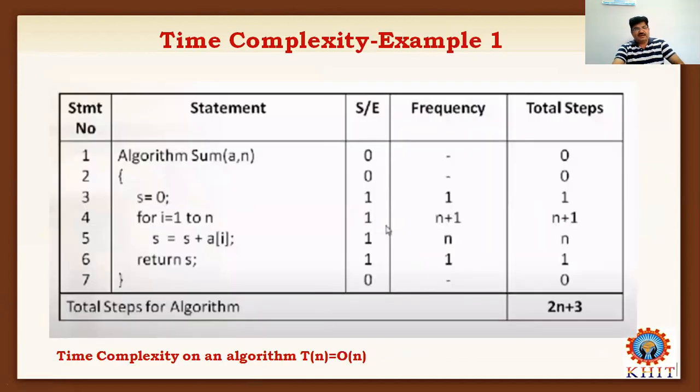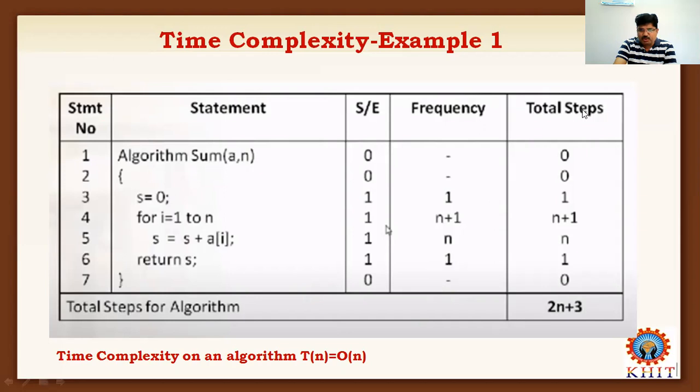So, let us see a simple algorithm for calculating the time complexity. Here this is an algorithm, and a total of 7 lines of code are visible to all of you. Here S/E means how many times each statement is executed. If the statement is executing, it will take 1; if it is not executing, it will take 0. And frequency means how many times each statement is executed, which is mentioned in the frequency.